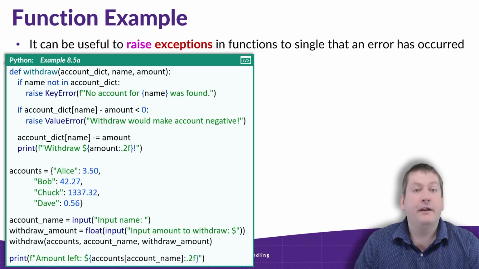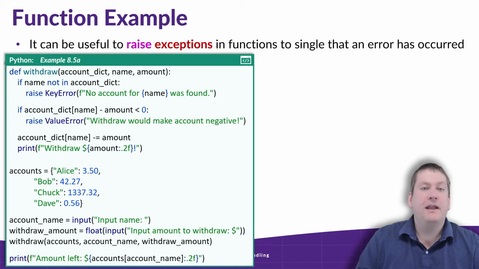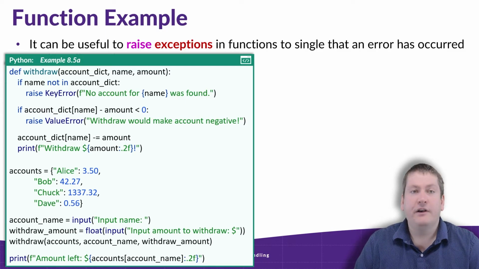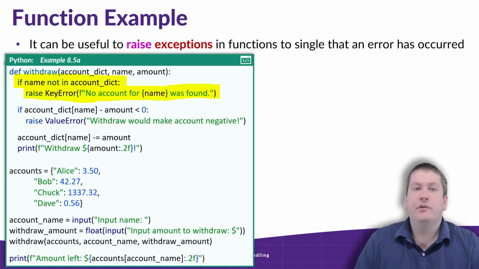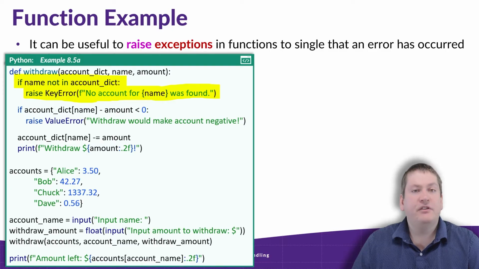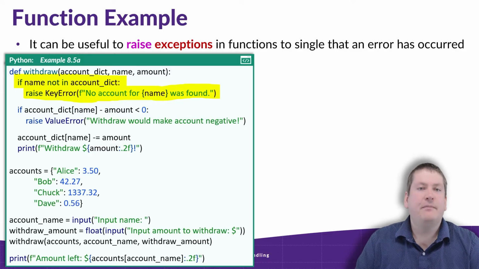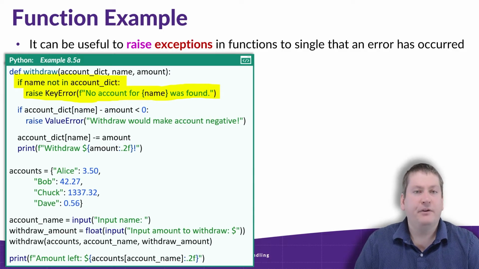Now, there are a few things that can go wrong in this function. For example, the name we specify might not be in our account dictionary. Another possibility is we try to withdraw an amount, but they don't have enough in their account. So we need to account for those and raise an exception when they occur. The first one is if the name is not in the account dictionary. So we're going to use the not in operation. We're going to see if the name is not in the account dictionary, then we're going to raise a key error. This is going to say "no account for name was found," where name is going to be replaced with the actual name provided to the function.